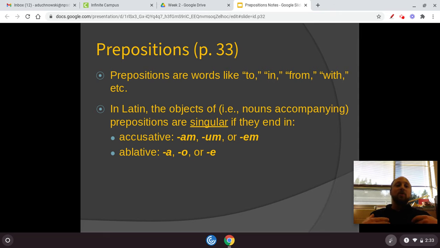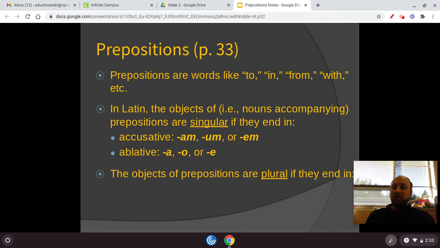So if you wanted to say you walked toward your friend, you would say ad amicum. But if you want to say you went to the movies with your friend, you'd say cum amico. Again, it's still one friend, and these are the endings that tell you it's one person.